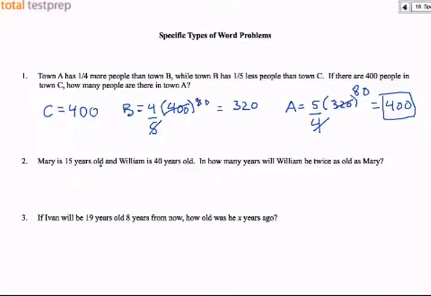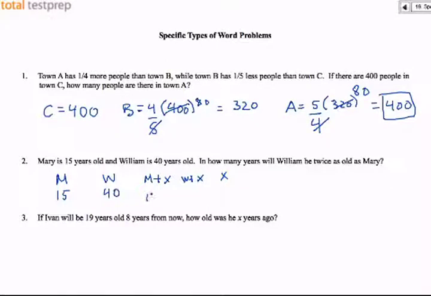Mary is 15 years old and William is 40 years old. In how many years will William be twice as old as Mary? We're comparing Mary and William. We know that Mary is 15, William is 40. The question is, in how many years will William be twice as old as Mary? In how many years means you have to add a certain amount of years. How many is x, so we don't know how many years to add. So that means in x years, Mary will be equal to M plus x, and William will be equal to W plus x.